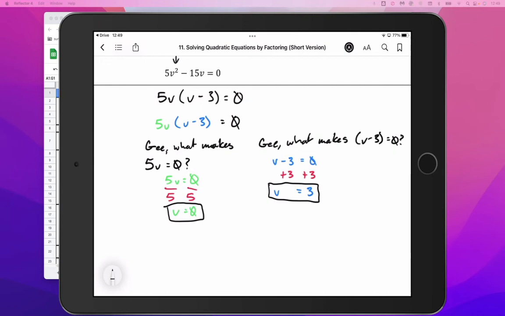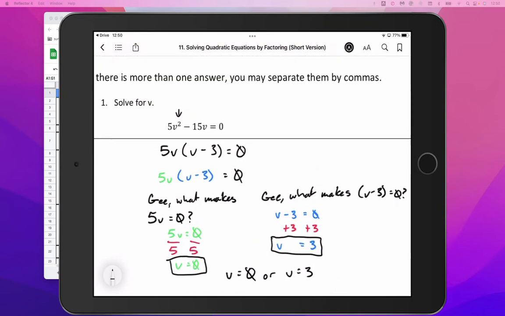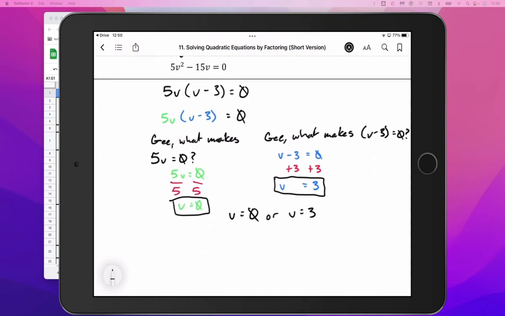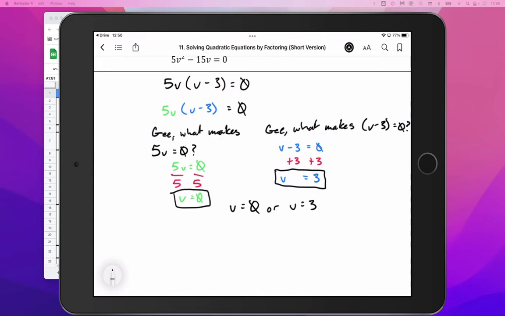So to finish this off, we would say v equals 0 or v equals 3. And it says in the directions here we can separate our answer by commas. It may be the case that the way Alex wants you to provide your answer is to go like this, v equals 0, 3, which I don't like because that now looks like a point on a grid, and that's not what I want. What I want is the understanding that those are both answers. 0 is an answer, 3 is an answer. So I very much prefer writing it like this, but I'm not exactly sure what Alex is going to require of you.